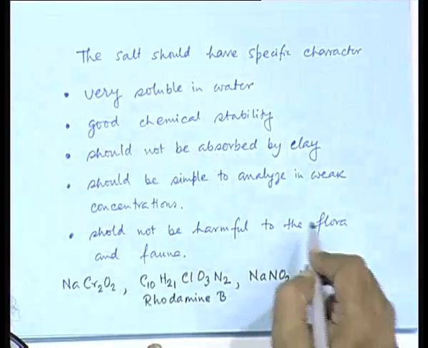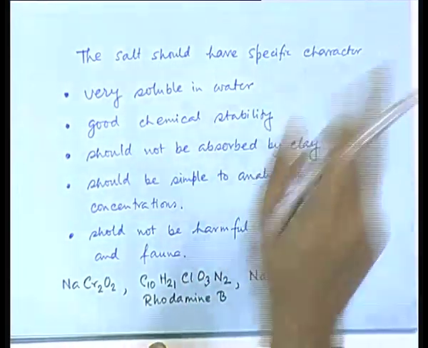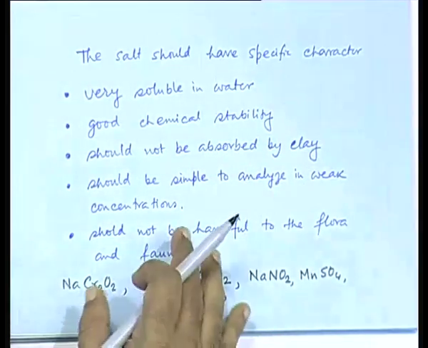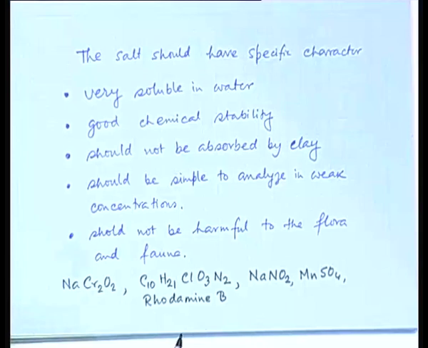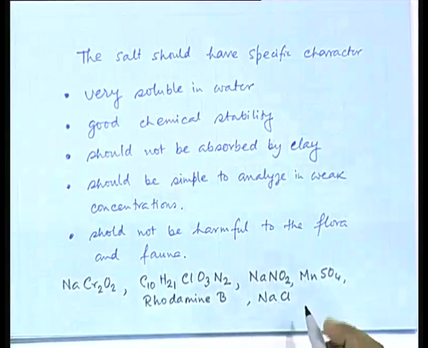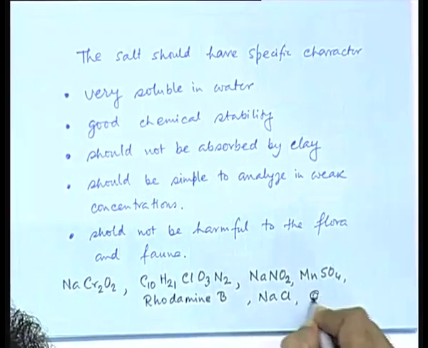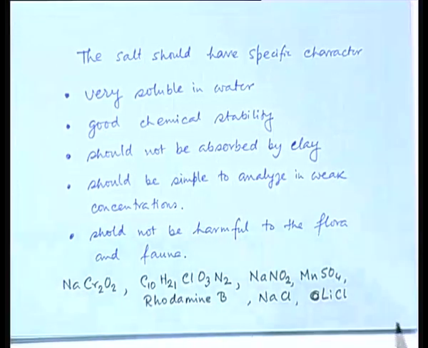There is another characteristic needed: it should not be already present in the stream. It has to be such a salt that is not already present in the stream. Now, sodium chloride may be present in the stream itself, though in some upper reaches it is not generally present, but it is a benign thing. So, you can also use NaCl and lithium chloride. These are the substances that have been used for this purpose, clear.